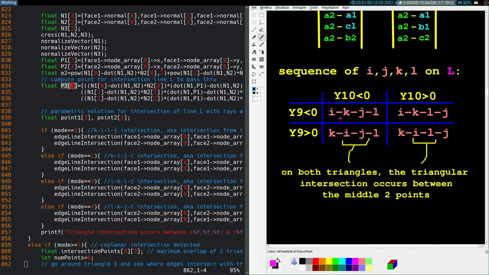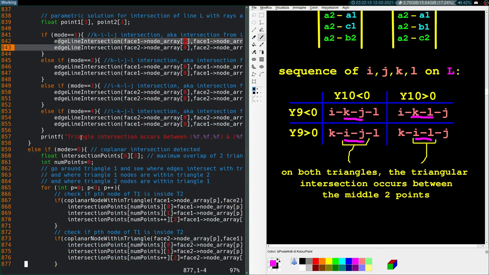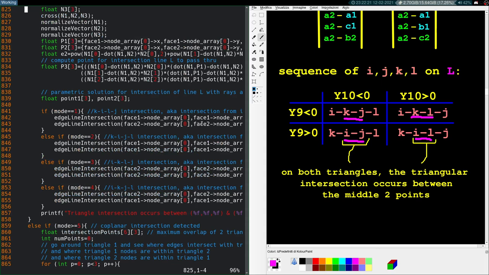Yeah, these 4 modes here, 1, 2, 3, 4, whatever order it happens to be. Based off whatever mode we have, so intersection sort of sequence, we compute the 2 middle points. So here KJ, here KL, here IL, here IJ. We compute those 2 and we print them out. Very simple. Then that wraps up the line segment intersection, so modes 1 through 4.